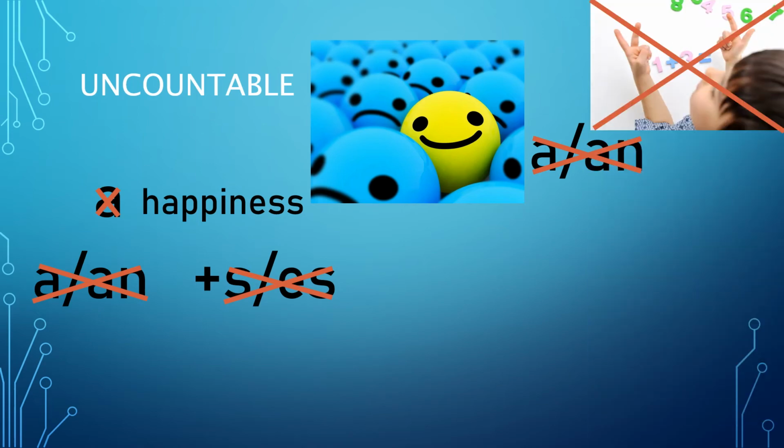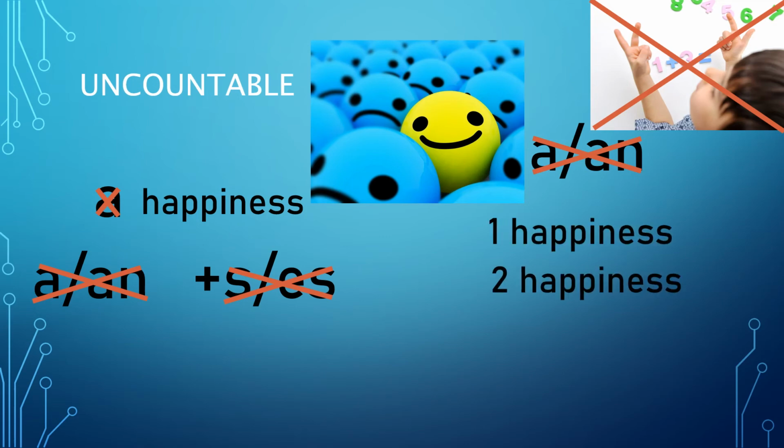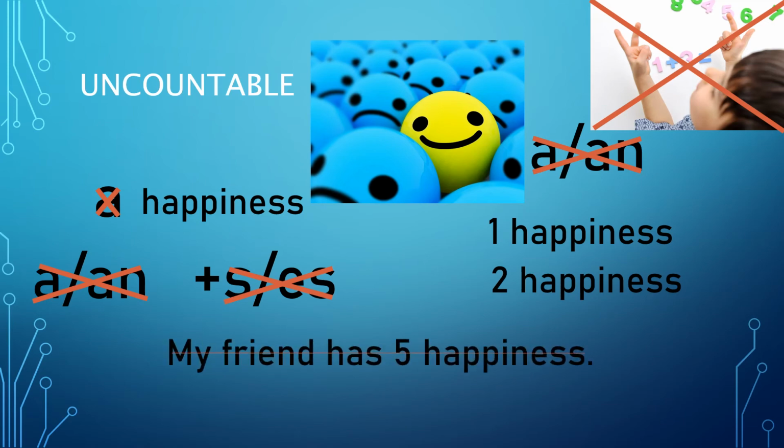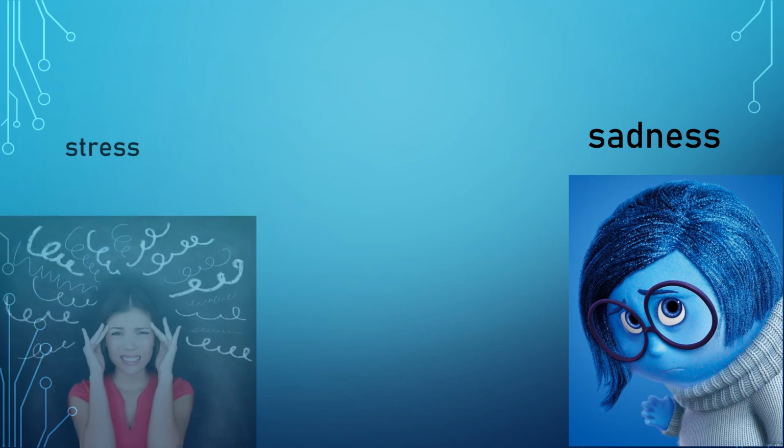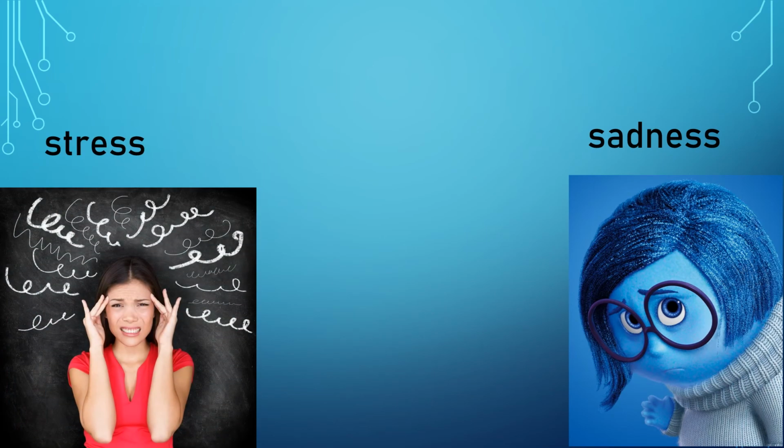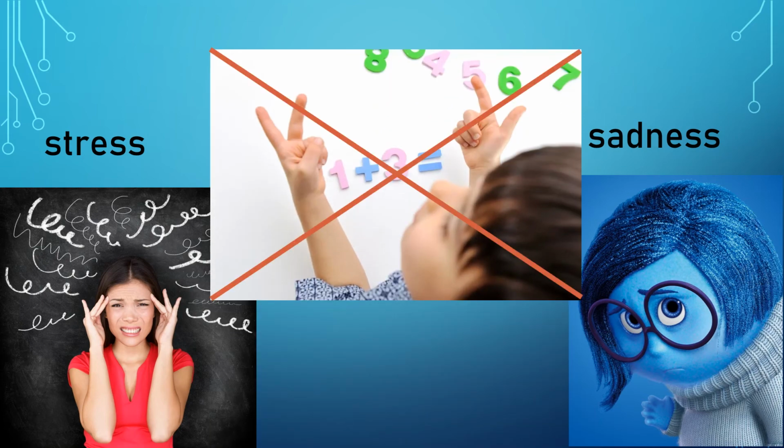I want you to think of happiness. Can you count happiness? Can you say 1 happiness, 2 happiness? My friend has 5 happiness. You can't really count it. It's the same with words like sadness or with stress. These are things that are abstract and they are things you can't really count. Because of that, we do not add "s" or "es" to uncountable words.